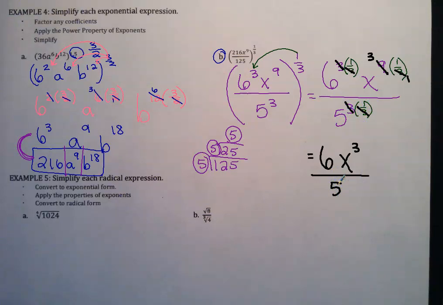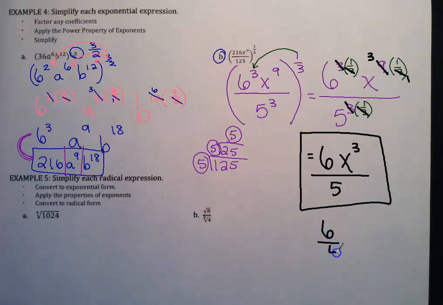Is that the answer? This is the answer. You can write it like this, or you also have the option of saying, okay, well, this is 6/5, and then pulling your x cubed over to the side if you would rather. Either of those is perfectly fine. Wait a minute, why can you do that?